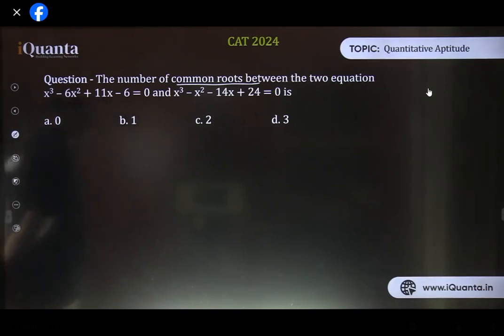Aditya says x equals 3 or 2. Yes, by equating them, you will get a quadratic equation, which you can simplify. Vijay says option B. Okay, let me check now.